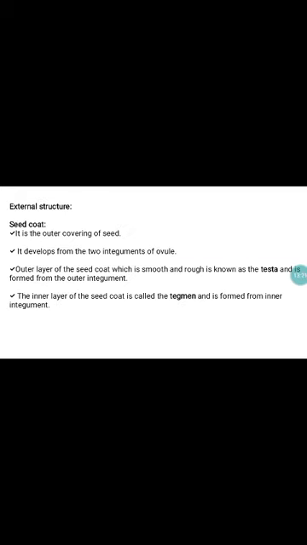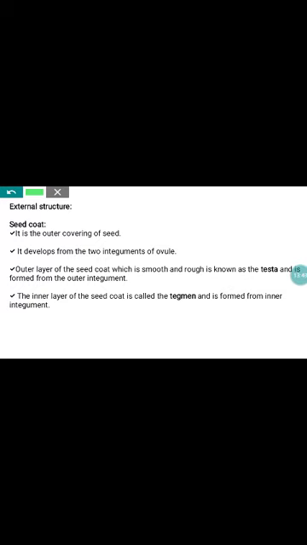And then, coming back to the external structures. The prominent one is the seed coat. It is the outer covering that gives protection to our seeds, and it is developed from the integuments. The ovule has an inner integument and an outer integument, and both the integuments develop into the seed coat. So the seed coat has two layers, an inner layer and an outer layer.